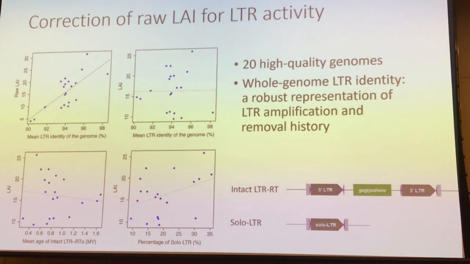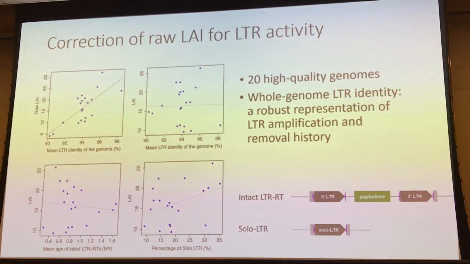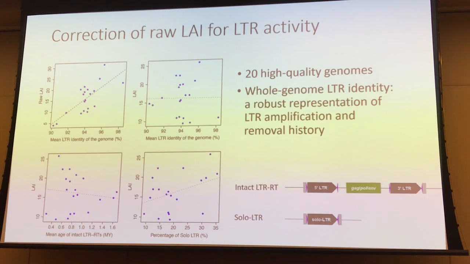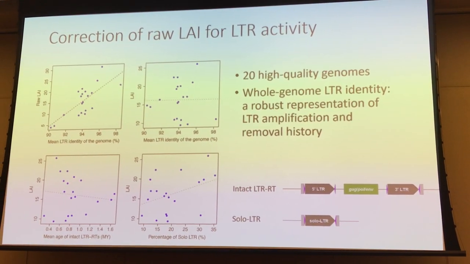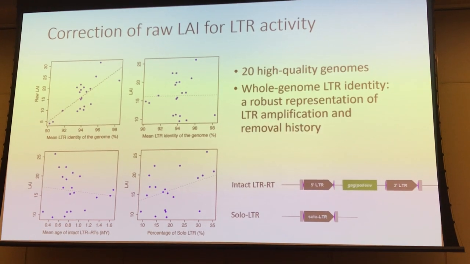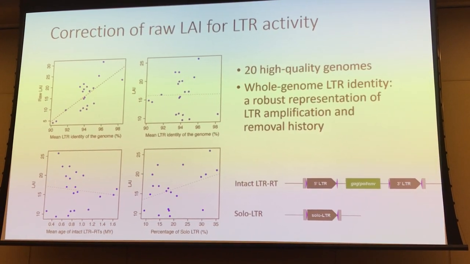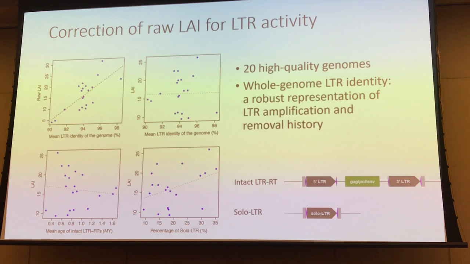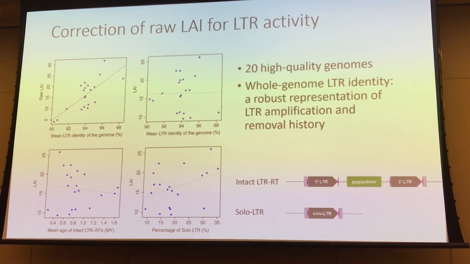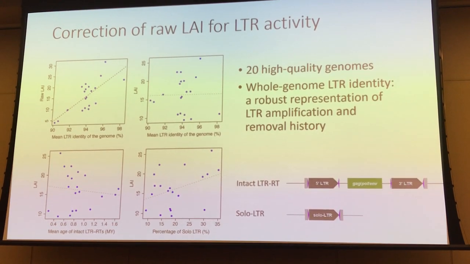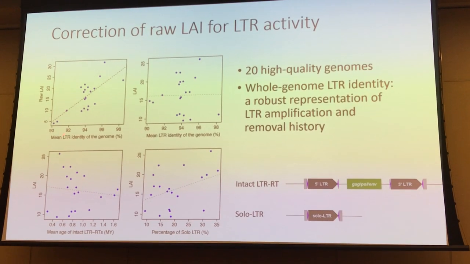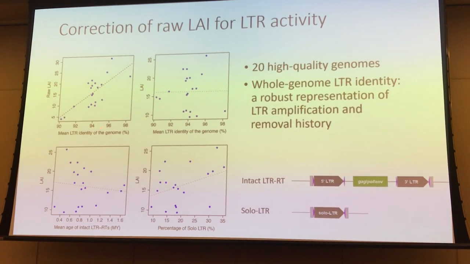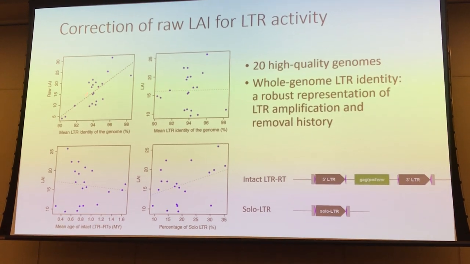So how is LAI performed? LAI relies on the existence of LTR retrotransposons, and their existence depends on the amplification and removal of LTRs. Every species has a different balance of this amplification and removal. So this reveals the relationship between the mean LTR identity, which is a proxy for LTR activity, and the raw LAI.